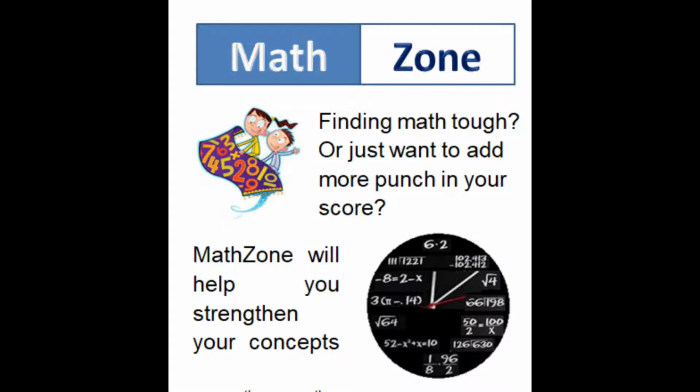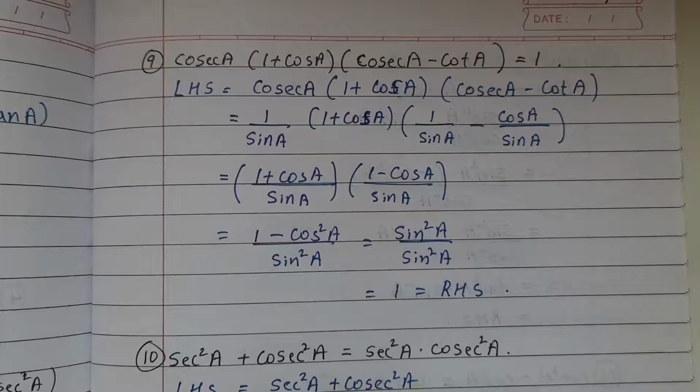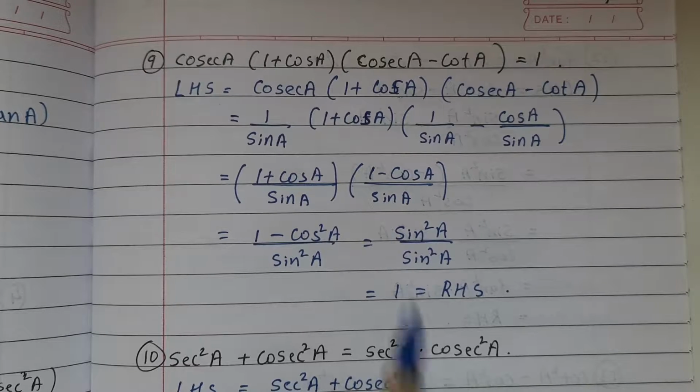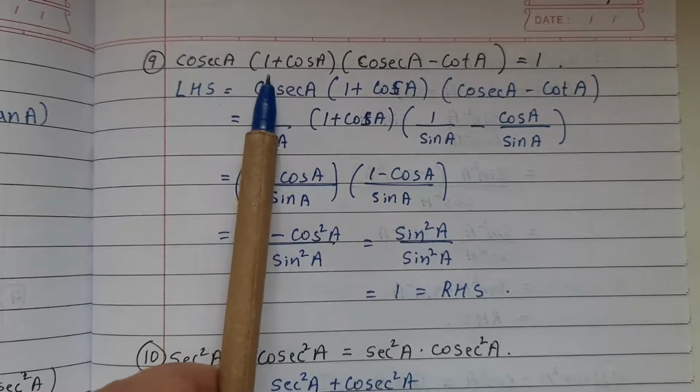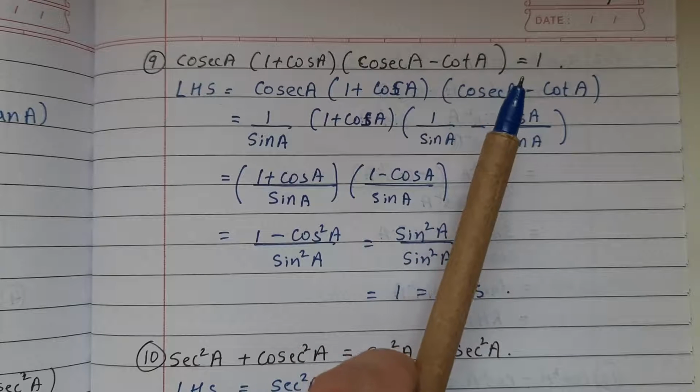Class 10, Chapter 21, Trigonometrical Identities. Sum number 9: cosec A into 1 plus cos A, cosec A minus cot A equals 1.